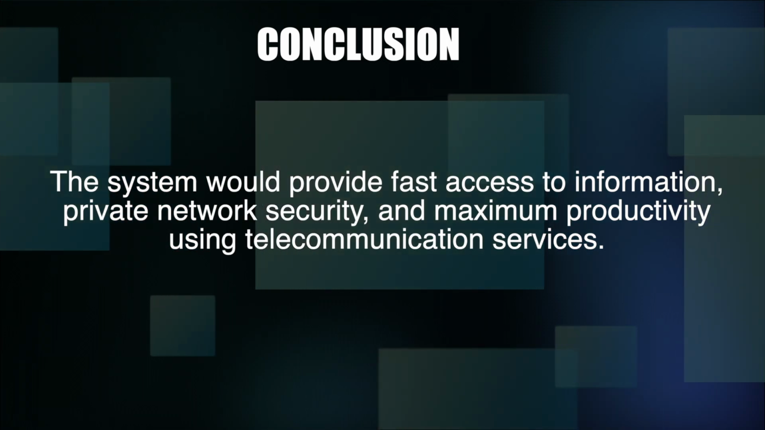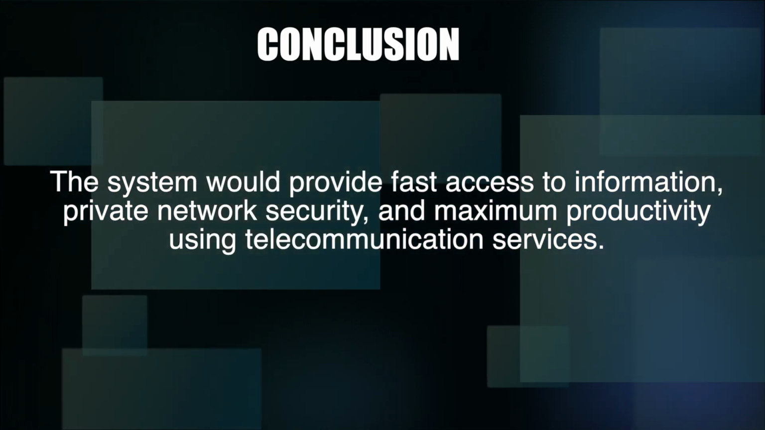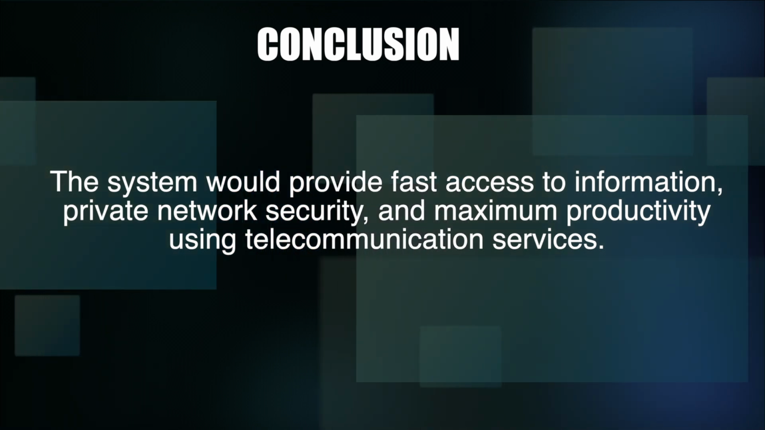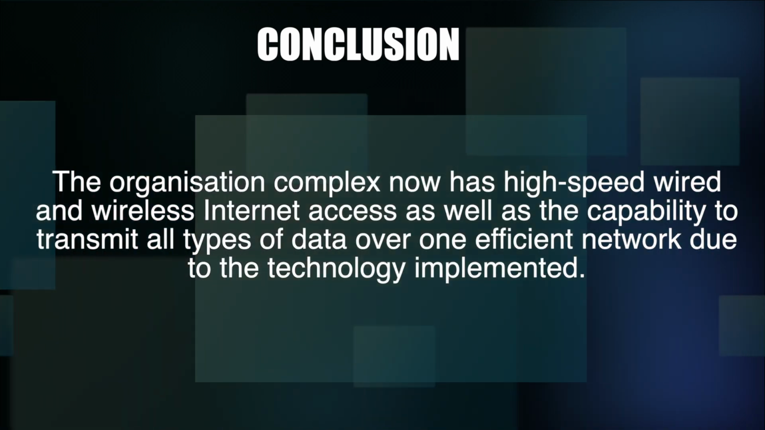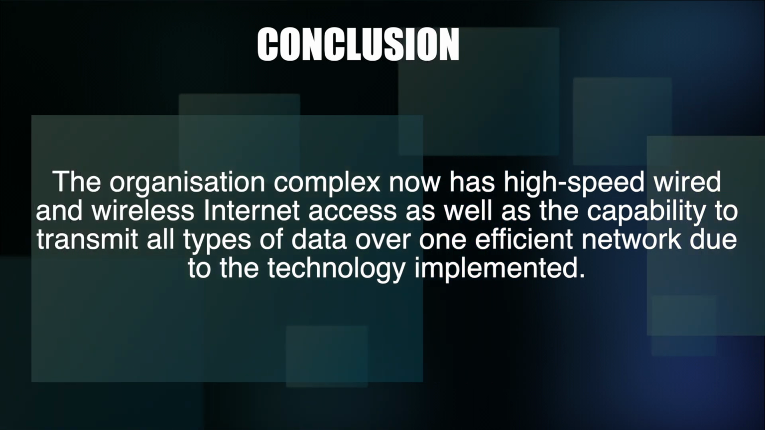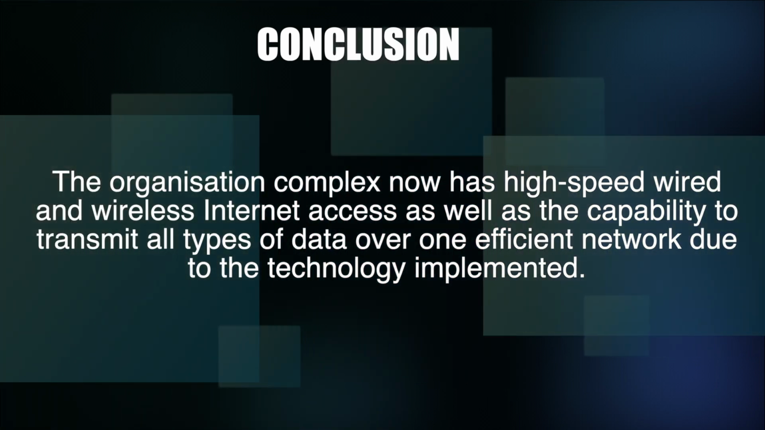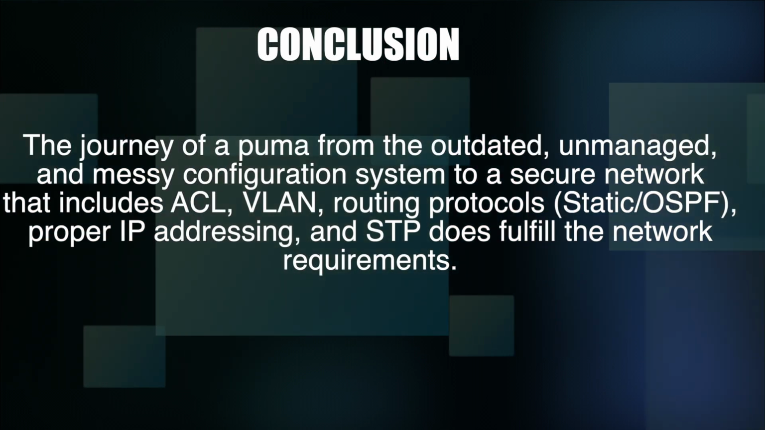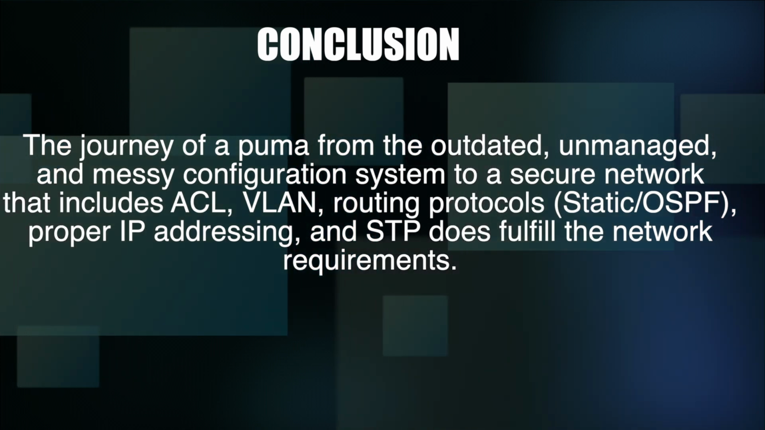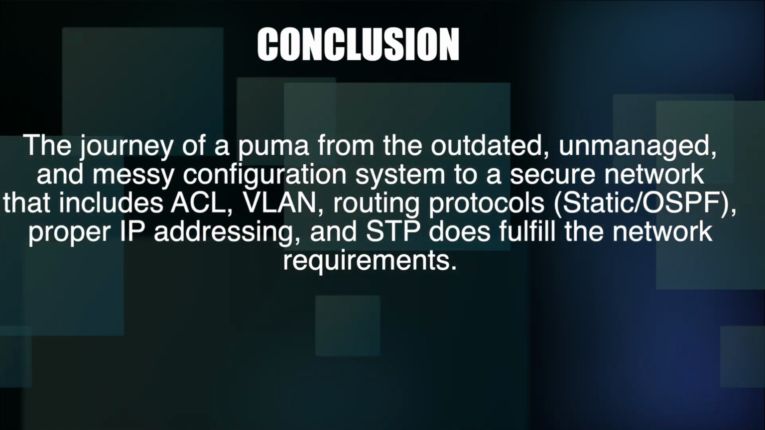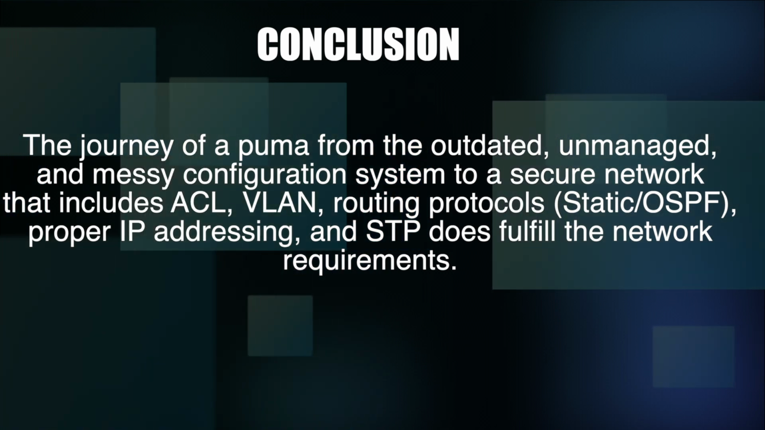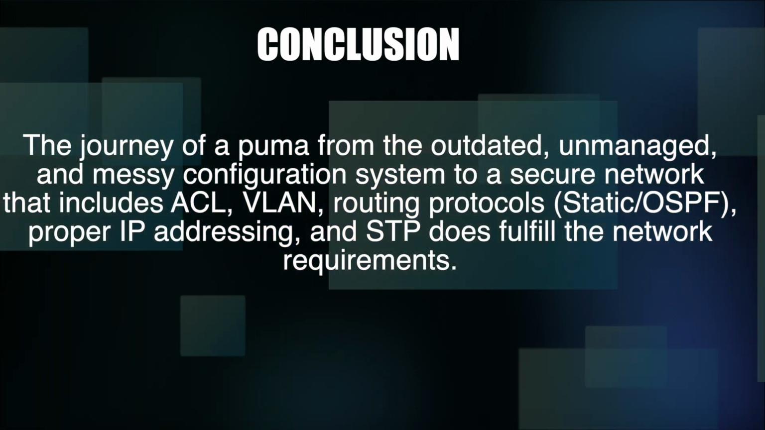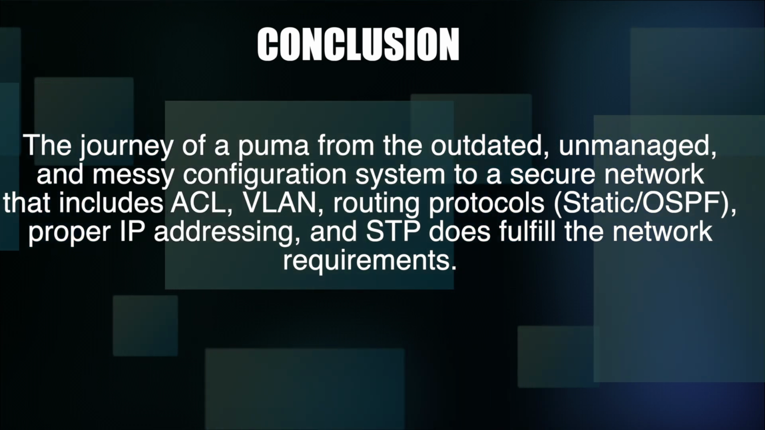Conclusion. Conclusively, the system would provide fast access to information, private network security, and maximum productivity using telecommunication services. The organization complex now has high-speed wired and wireless internet access as well as the capability to transmit all types of data over an efficient network due to the technology upgrade. The journey of Puma from an outdated, unmanaged, and messy configuration system to a secure network that includes ACL, VLAN, routing protocols like static and OSPF, proper IP addressing, and STP does fulfill the requirements for the work.